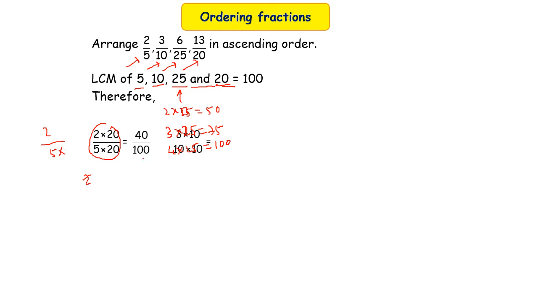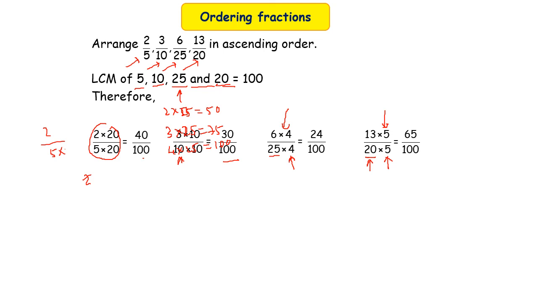For the second fraction, the denominator was 10. To get 100, I have to multiply by 10 in the numerator as well as the denominator to get 30 by 100. Now to get 100 from 25, I have to multiply by 4. The same number I have to multiply in the numerator as well, to get 24 over 100. And finally, the denominator was 20. To get 100, I have to multiply by 5. Fine. So I have to multiply the same number in the numerator as well. So 13 multiplied by 5 becomes 65 by 100.